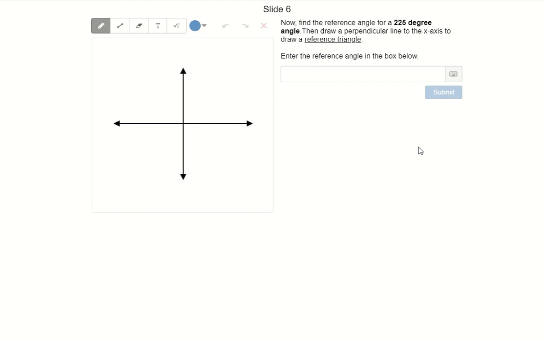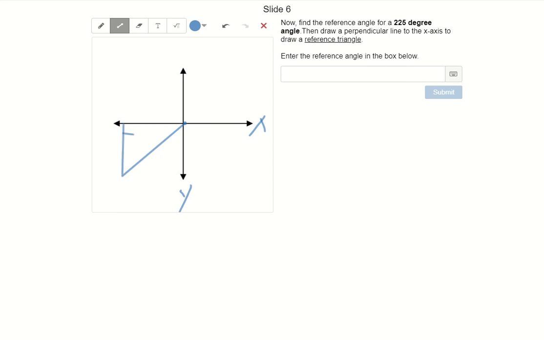So now we're finding the reference angle for a 225 degree angle. So remember, we're down here. And we want to draw a perpendicular line to the x-axis. Right, so this is our x-axis, this is the y-axis. So we're going to draw a perpendicular line to the x-axis. Let's do a straight one.